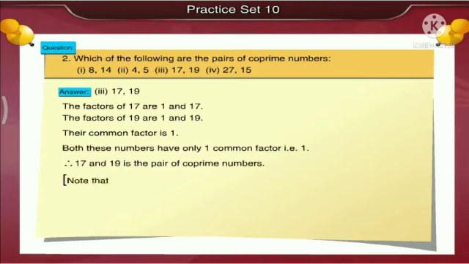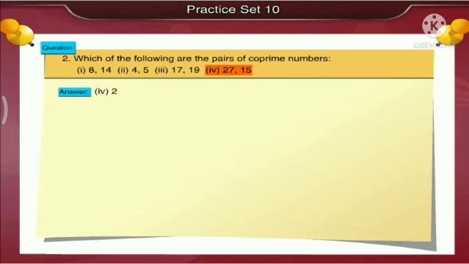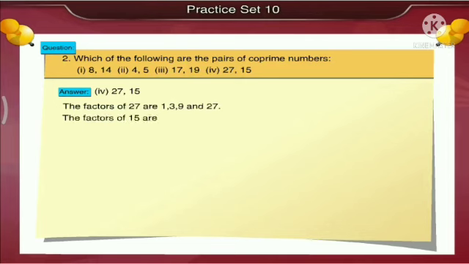Clear, student? Now note that 17 and 19 is also a pair of twin prime numbers. Clear, student? Now next one, 27 and 15. So first we will write down the factors of 27. What are the factors? 1, 3, 9 and 27. Now the factors of 15 are 1, 3, 5 and 15.